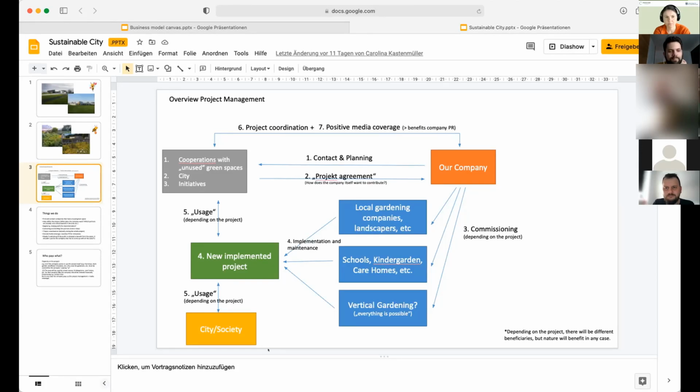So if you will. Okay, yeah. So then I would give over to Tushna with the business model canvas.